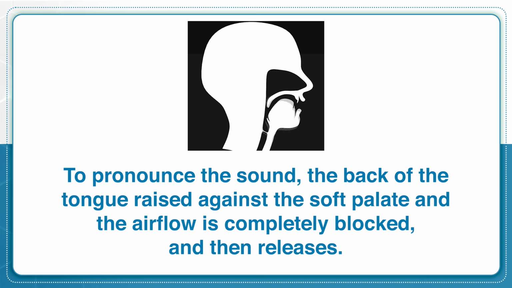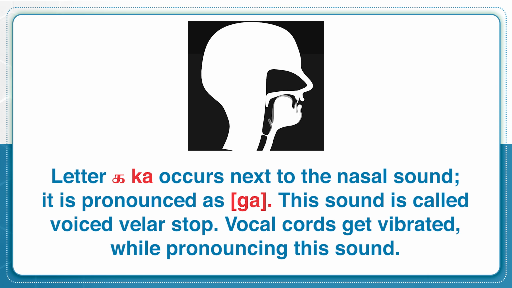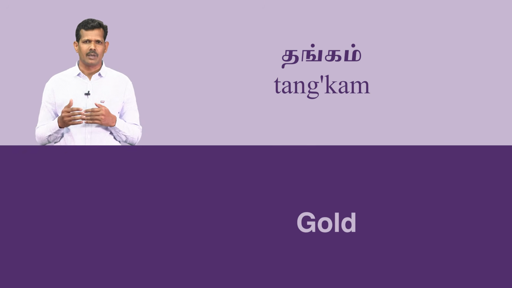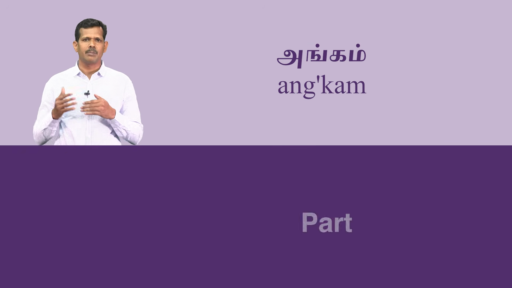To pronounce the sound, the back of the tongue is raised against the soft palate and the airflow is completely blocked and then released. When the letter ka occurs next to nasal sound, it is pronounced as ga. This sound is called voiced velar stop. The vocal cords get vibrated while pronouncing this sound. For examples, tangam, which means gold, angam means part.